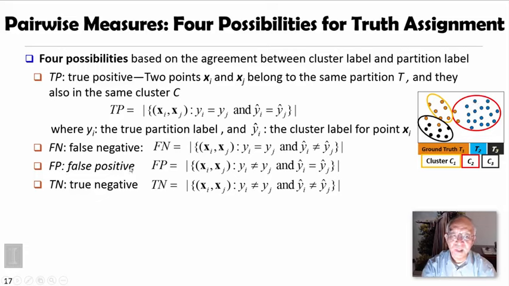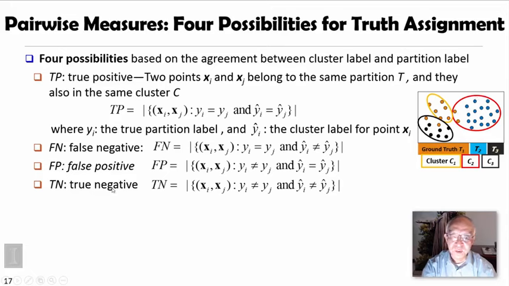Okay. Then what is false negative? False negative means they have the same ground truth partition label, but on the other hand, they are not in the same cluster. For example, you just look at these 2 brown points. They have the same ground truth T1, but they belong to different clusters. So that's the false negative case. Then what is false positive? False positive means they actually have different partition labels, but they are in the same cluster. For example, you just look at this blue one and this brown one. They actually do not have the same partition label, but they are in the same cluster.